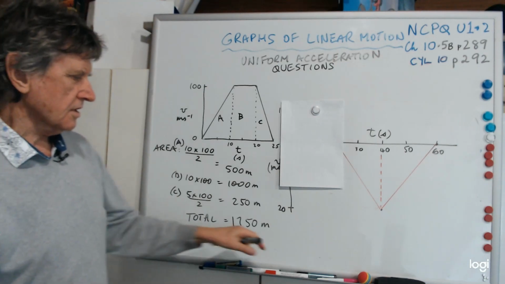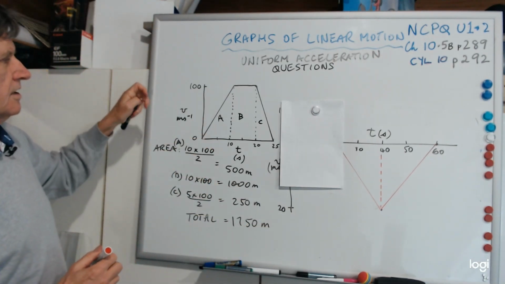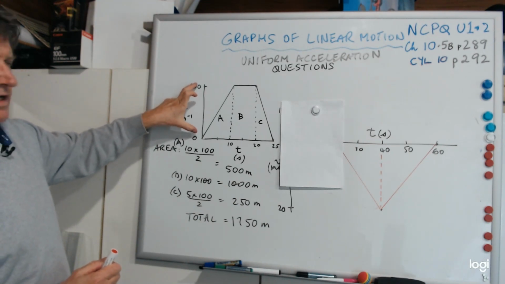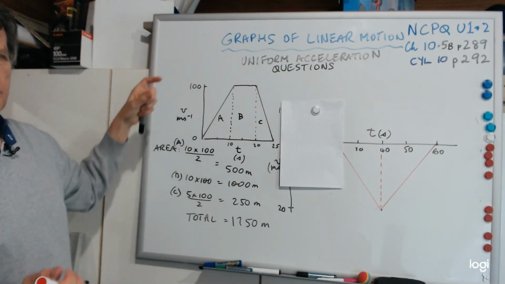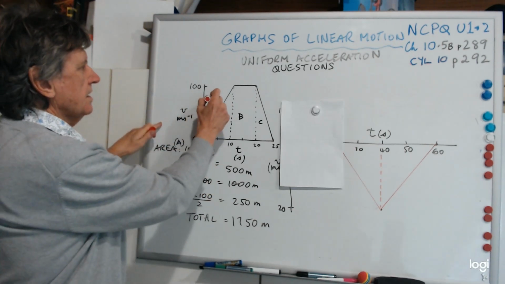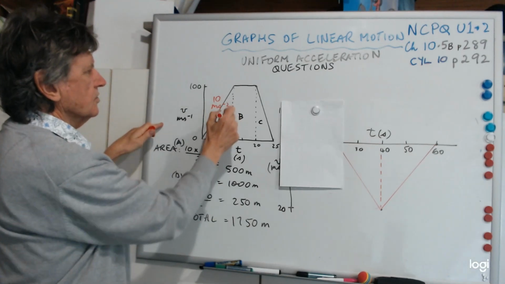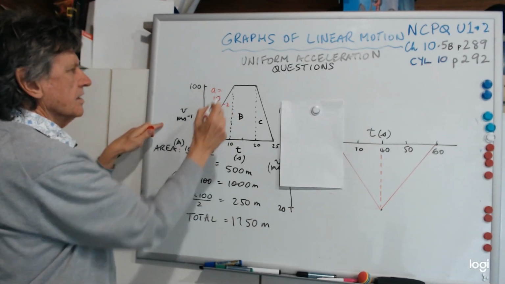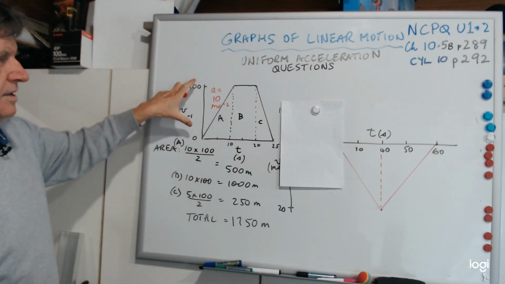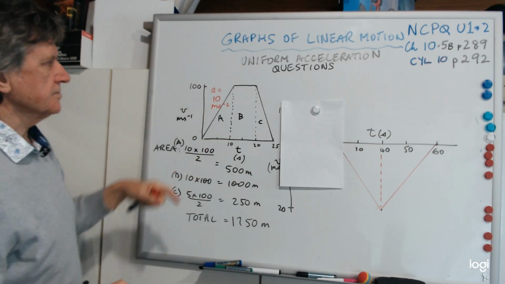Now you could also be asked to work out the acceleration at the different stages. Well, the acceleration is the change in velocity divided by the time. In other words, the gradient. So the gradient of that is 100 on 10. So that's 10 meters per second squared. So that's the acceleration. 100, that's the change in velocity divided by the time. It's 10 meters per second squared.